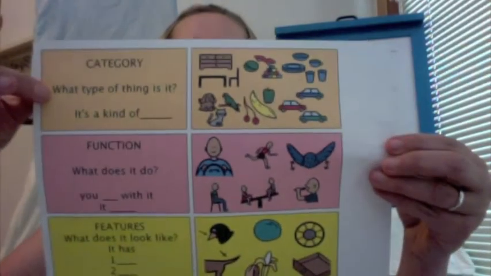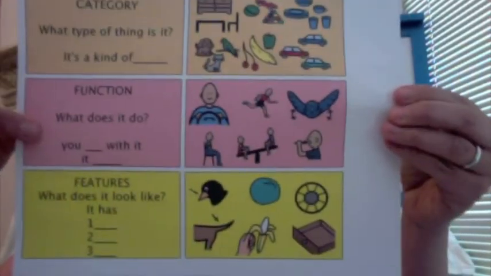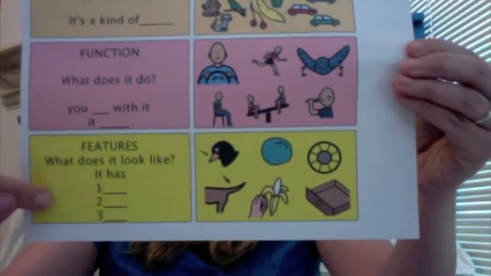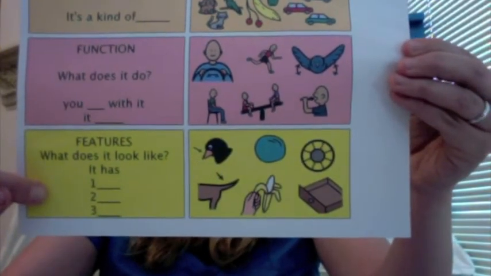Let's talk about a dresser. A dresser is a kind of furniture that you use to store your clothes. It has drawers, legs, and knobs.